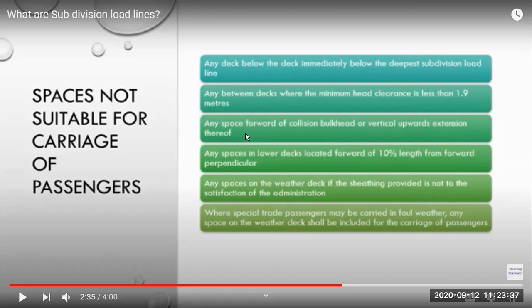And there are some special trades going from very typical ports. There, if it is certified by the administration that they can carry passengers in rough weather, we can have passengers.